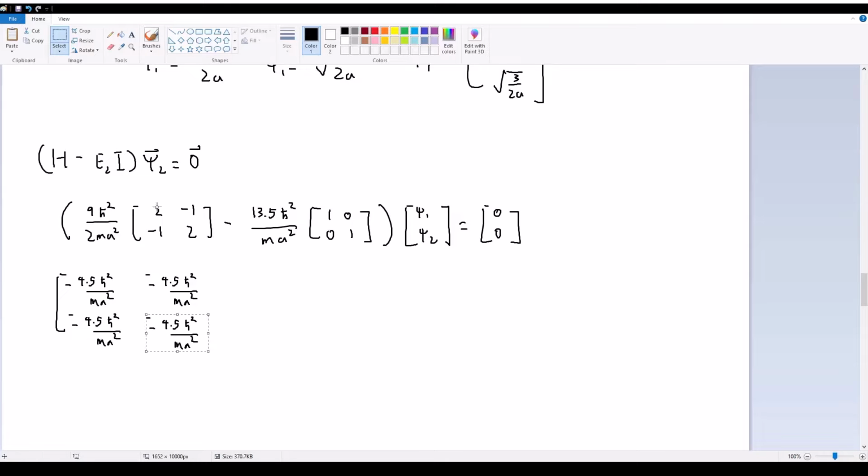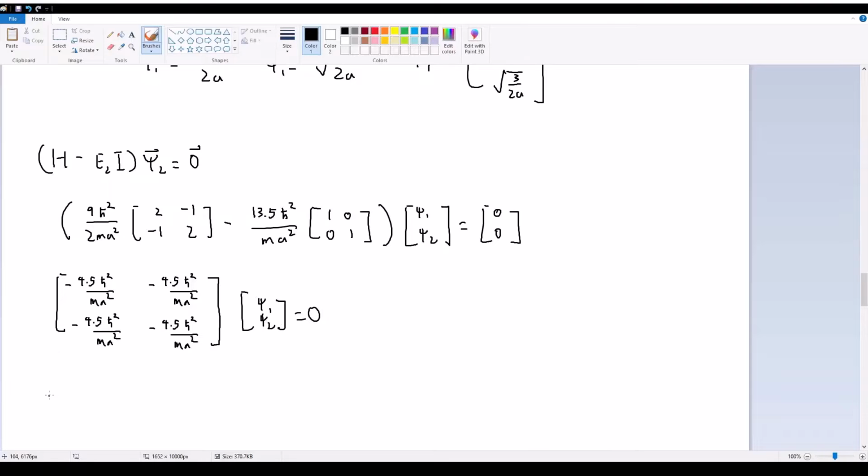And just get rid of that extra little thing I accidentally included. There we go. And then this is multiplied by psi 1, psi 2. This is equal to 0. Once again, we're getting two of the same equation.